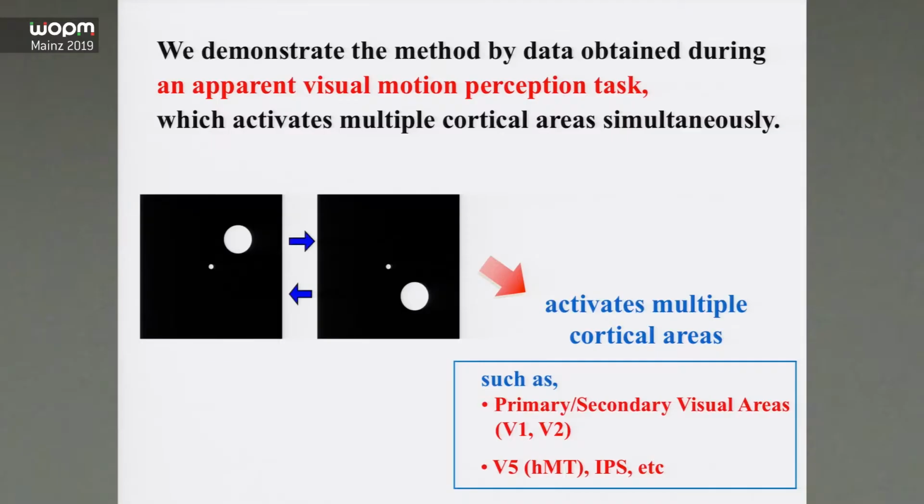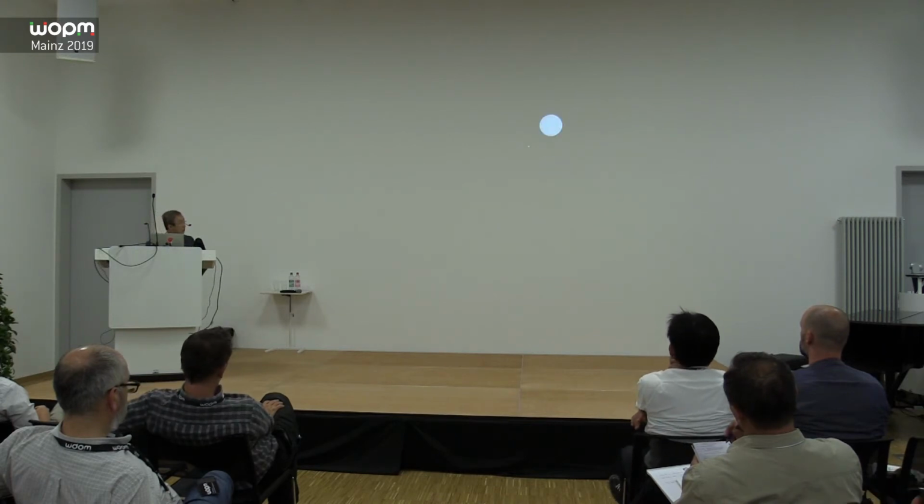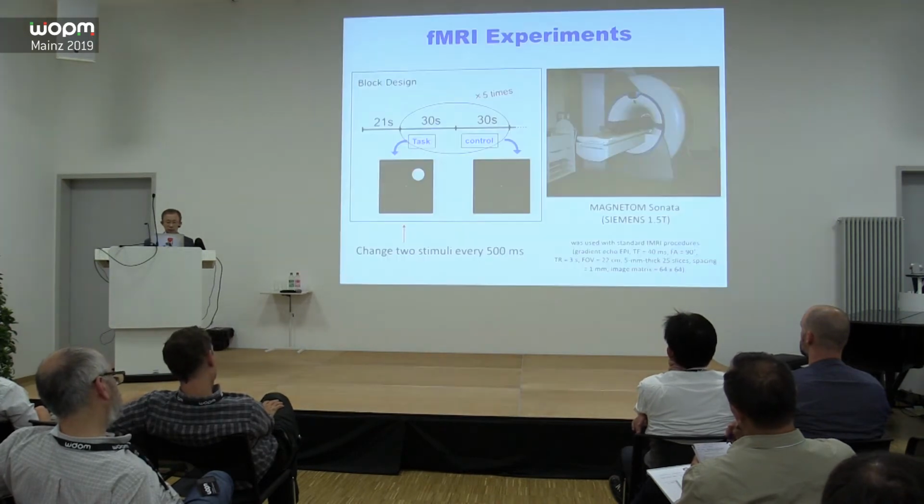In this case, I show an example of an apparent visual motion perception task. As you can see, we present the white circle on the upper side and switch the image to the lower part, and we repeat presenting these two images alternately. We can perceive movement, which is called apparent visual motion perception. The image is like this. You perceive the movement, but the stimulus itself doesn't move.